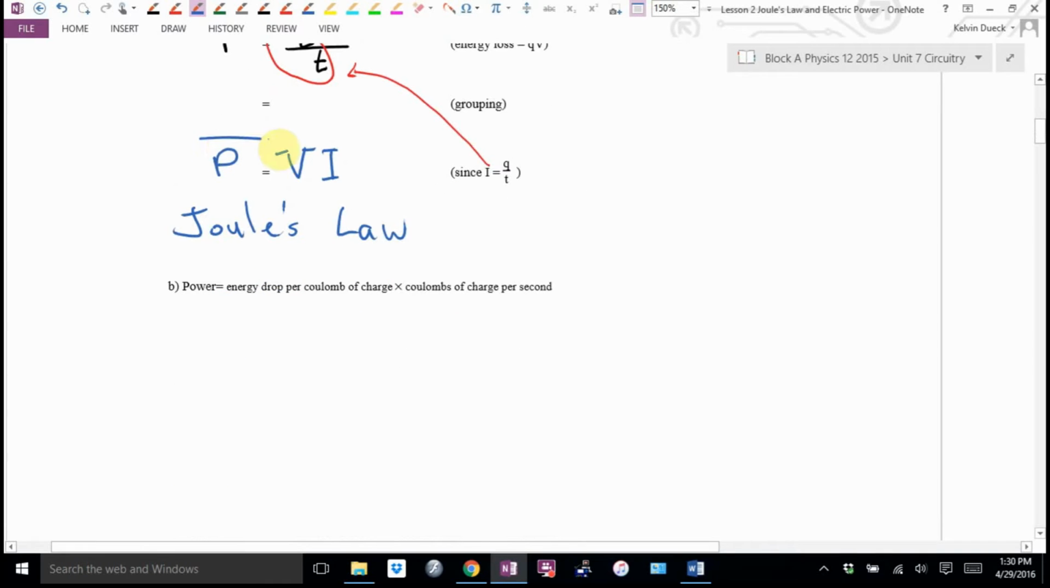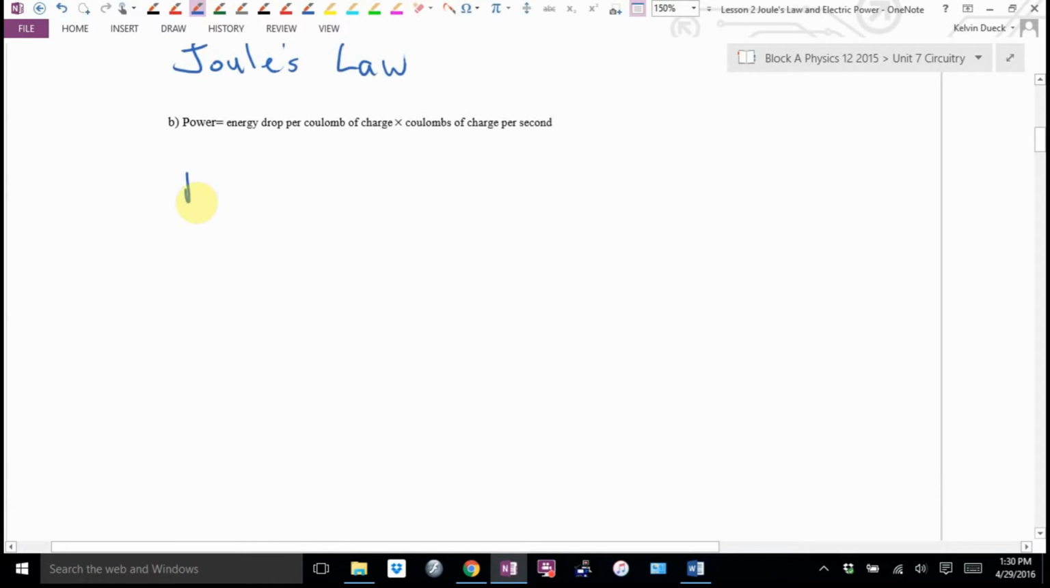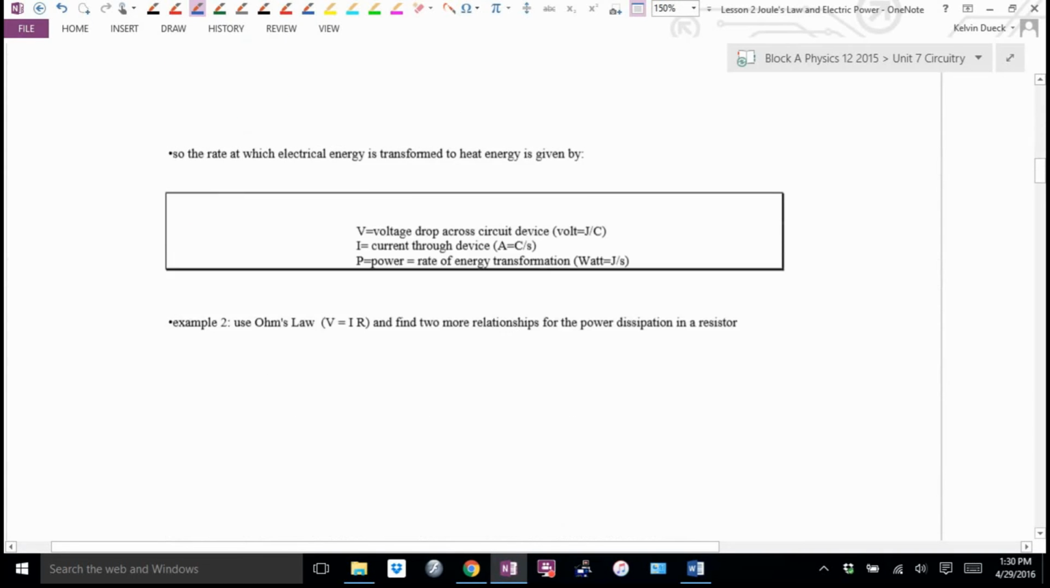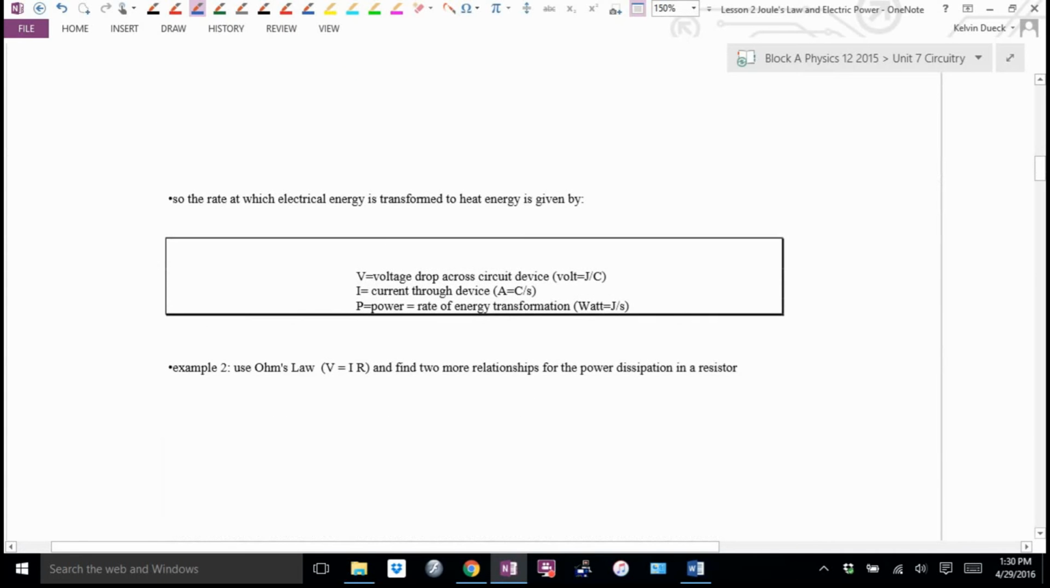This is the one that's on your formula sheet. There are 2 more versions of it. Remember, power equals energy drop per coulomb of charge times current, so voltage times current. Let's put it in the box right here. This is the rate at which you lose power in a resistor. This is the rate at which power is transformed into heat energy. Power equals VI. There, that's Joule's law.